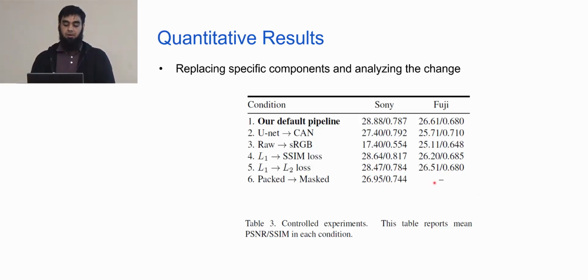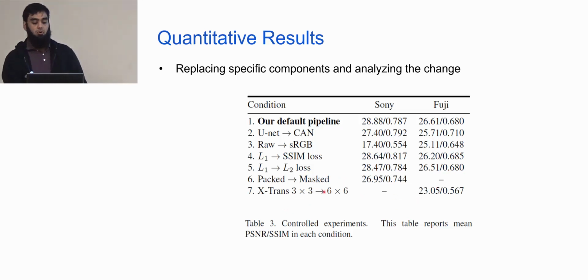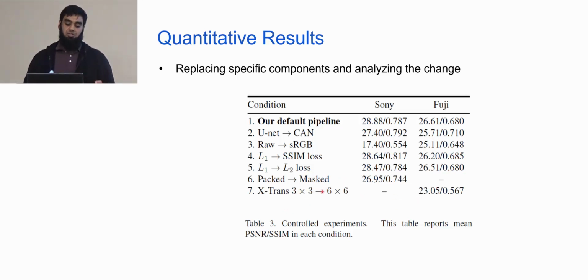The reason is the Bayer array is only present in the Sony camera. So they wanted to test something related to the X-Trans as well. The Fuji consists of the X-Trans array. Usually data is arranged in 6 by 6 blocks, but they went with 3 by 3 for various reasons that are not specifically mentioned in the paper. And when they converted from 3 by 3 to 6 by 6, they noticed no significant improvement over the default pipeline.